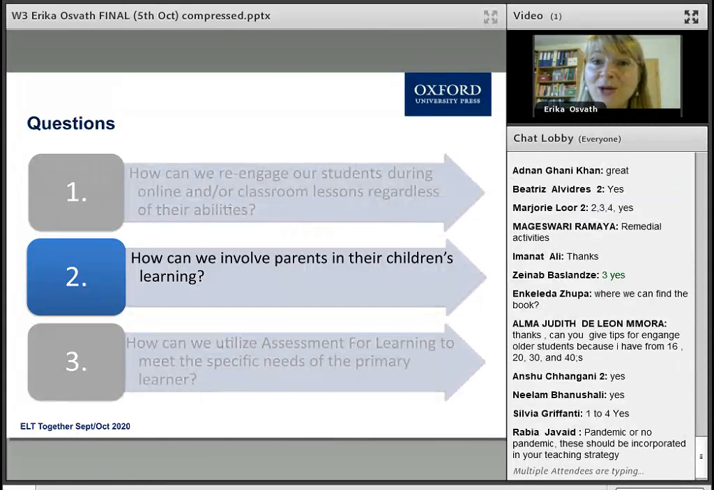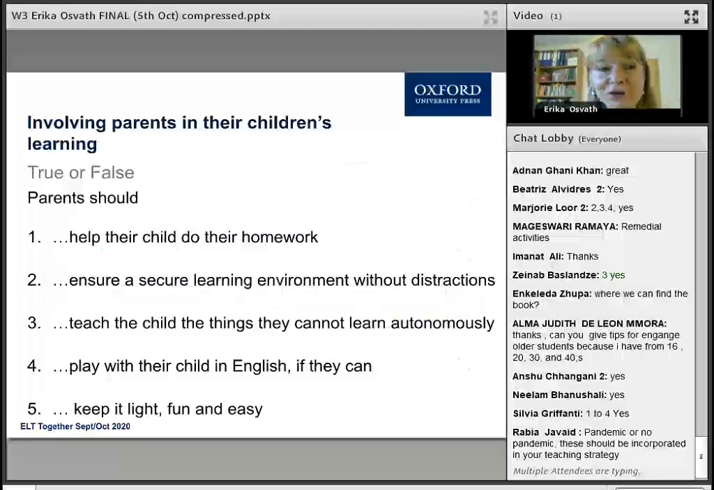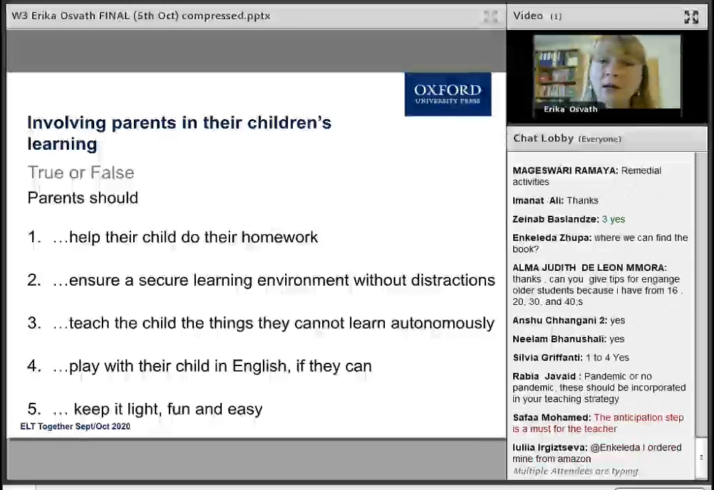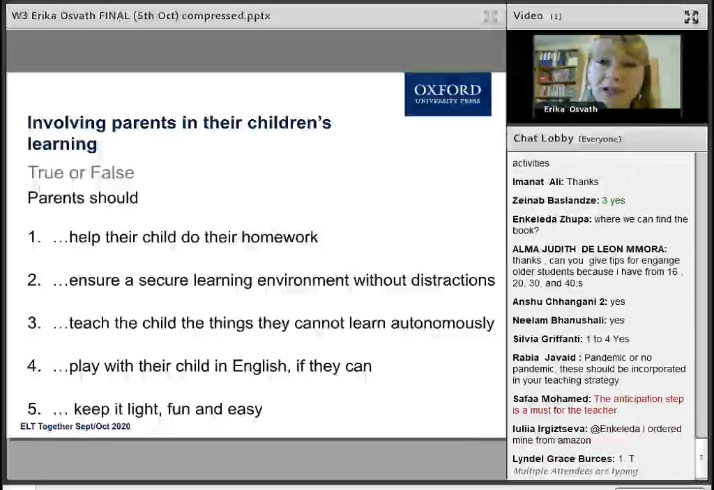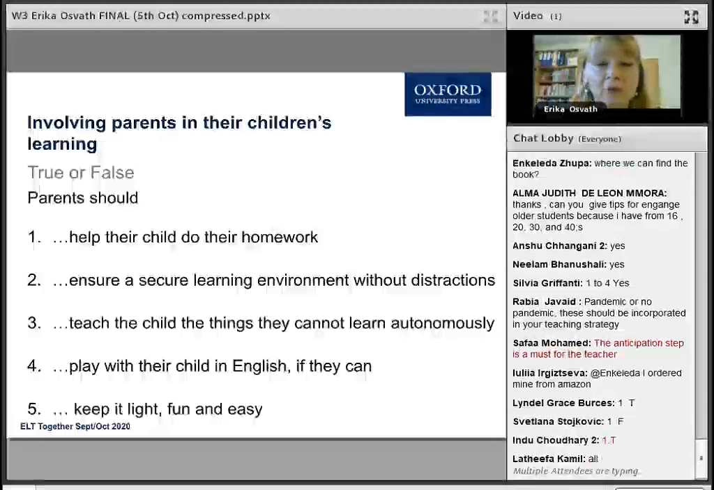Now, moving on to our second question, how can we involve parents in their children's learning? Let's look at some statements, mostly in connection with the online teaching environment. During the pandemic, most of us had to go on teaching online through Zoom or other online platforms.